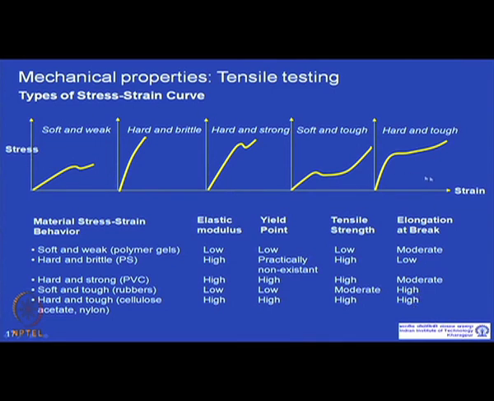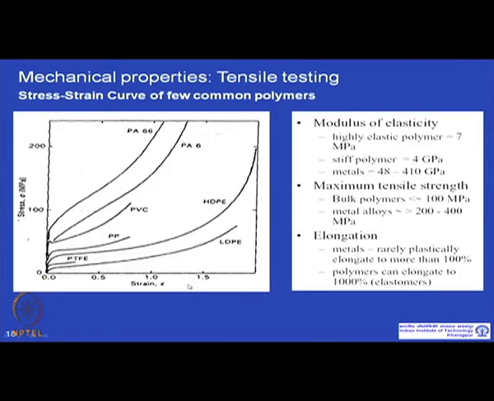So, these are different types of stress strains possible for different polymers. The examples are given here. Some more examples with the names of the polymers. This is nylon, PVC, HDPE, LDPE.